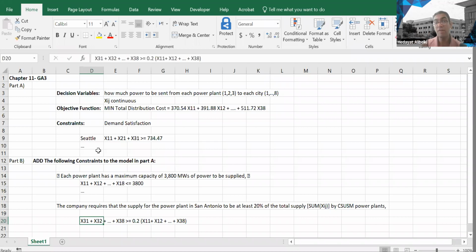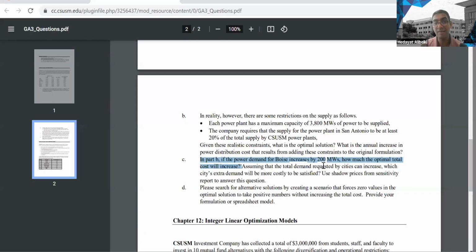Shadow price is per unit. Now the question asks for a 200 megawatts increase. So 200 times the shadow price is going to give you the increase in the optimal cost. There's one catch here: the 200 megawatts should be less than the maximum allowed, because you get an allowable increase and allowable decrease. So the allowable increase in your sensitivity report should be 200 or greater for you to be able to multiply 200 by the shadow price.